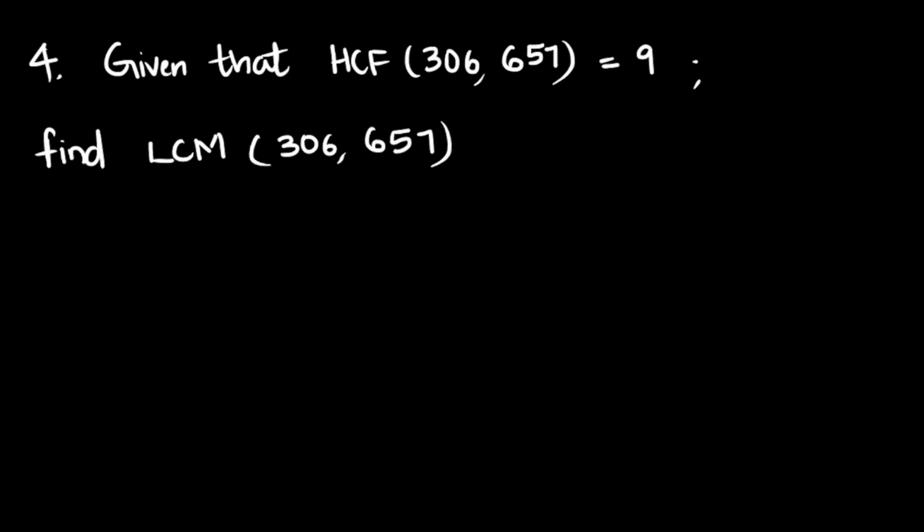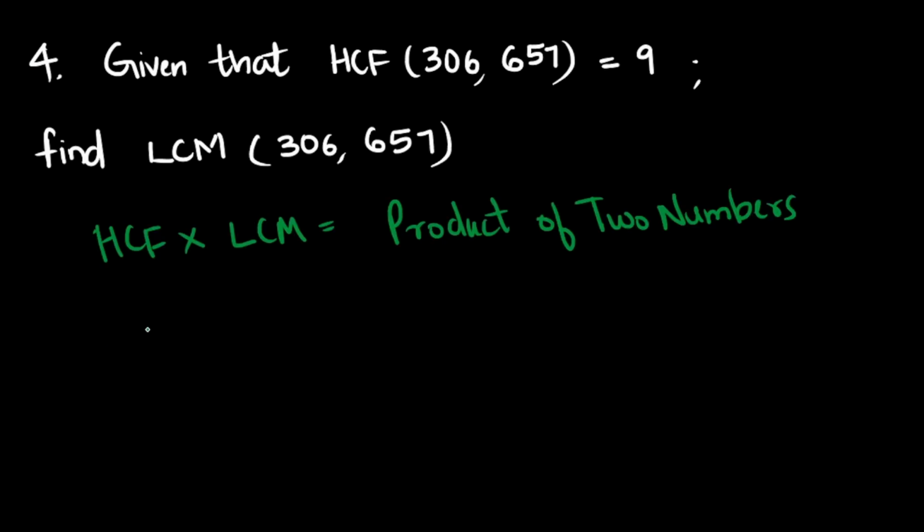In this question, it is given that the HCF of two numbers, that is 306 and 657, is given as 9. And they have asked us to find the LCM of these two numbers. See, you can actually find the LCM using the direct method. But in the question, the value of HCF is given, right? And we have just learned a little before that HCF into LCM equals the product of the two numbers, that is 306 into 657, right?